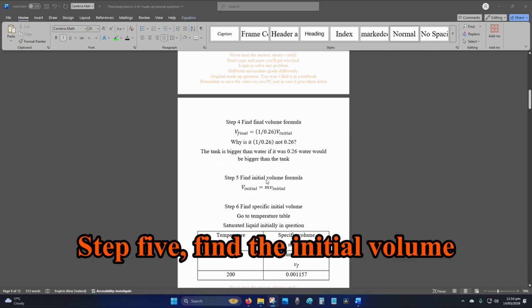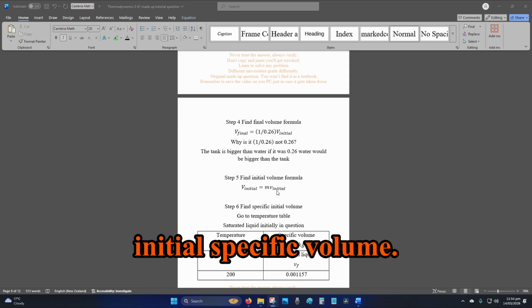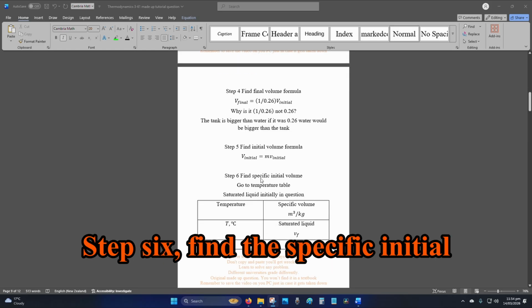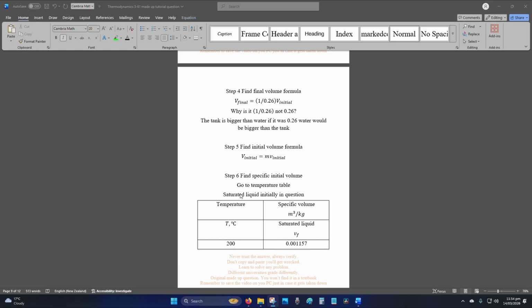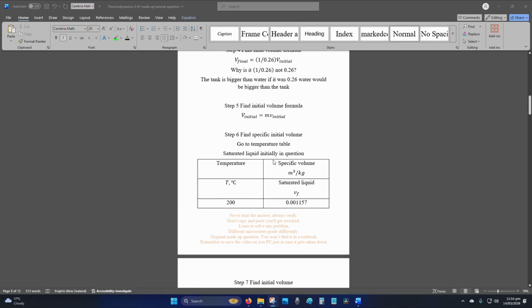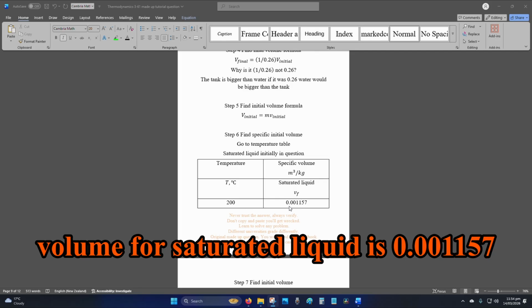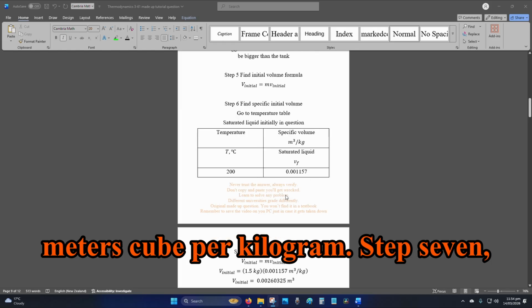Step 5, find the initial volume formula. It's mass multiplied by the initial specific volume. Step 6, find the initial specific volume. We go to the table, to saturated liquid from the initial question. We go to 200 degrees and the specific volume for saturated liquid is 0.001157 meters cubed per kilogram.